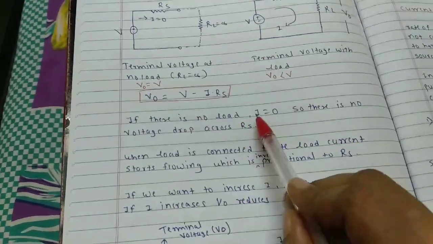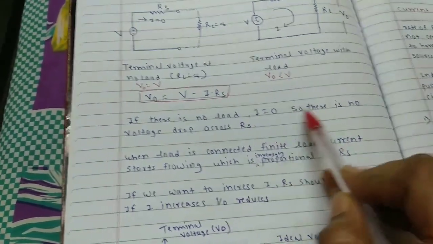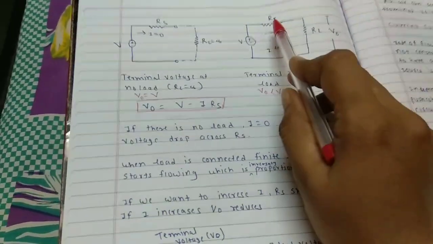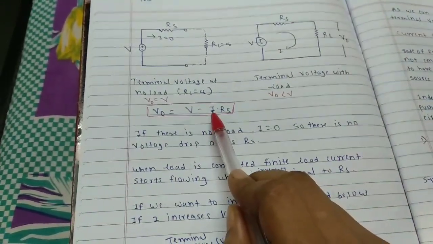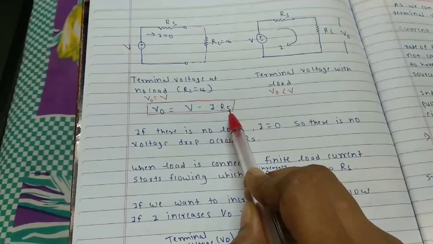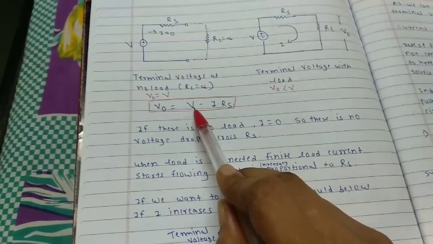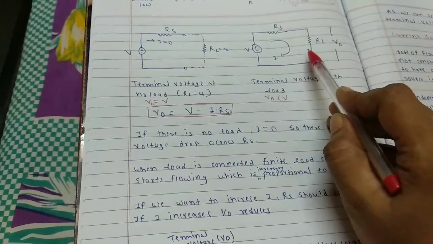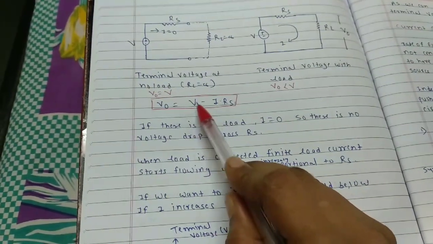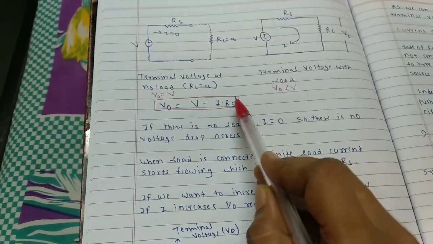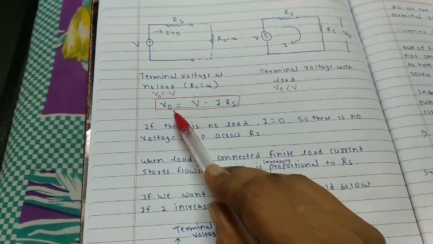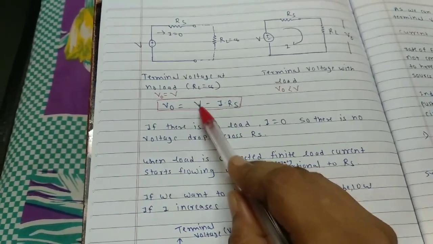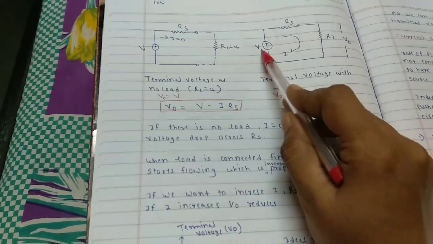If there is no load, I is equal to 0. So there is no voltage drop across RS, because I is equal to 0. That means the term I into RS is equal to 0, so VO is equal to V. And in the with load condition, VO is equal to V minus I into RS. That's why VO is less than the applied input voltage V.